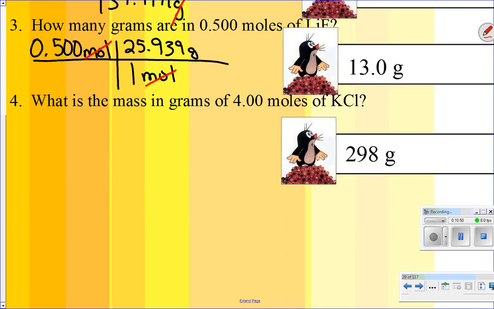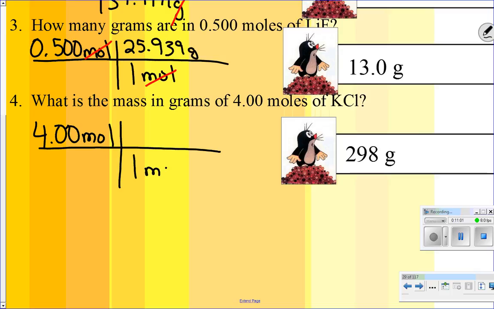And last but not least, I've got my 4.00 moles of KCl. My gram per mole mass for KCl is 74.5513. So I have 1 mole on the bottom, 74.5513 grams on top. Moles are going to go ahead and cancel out. Mathematically, I'm doing 4 times 74.5513. Those trailing zeros after the 4 do count since they're after a decimal place, so I do have a total of 3 sig figs. So this rounds nicely to 298 grams.